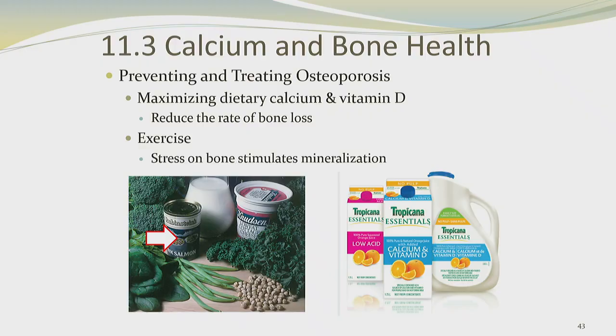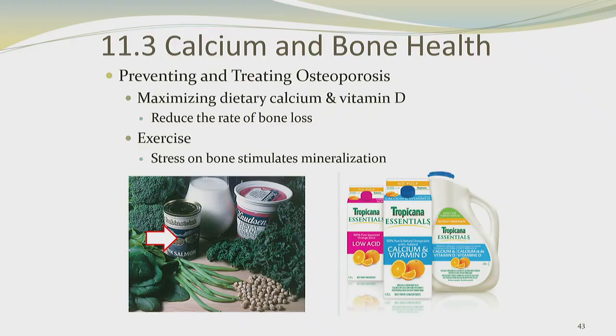The picture here shows some of the foods that are good sources of calcium, such as milk, other dairy products, green leafy vegetables, beans, and also some types of canned fish. Canned salmon is a good source of calcium because it contains fish bones.